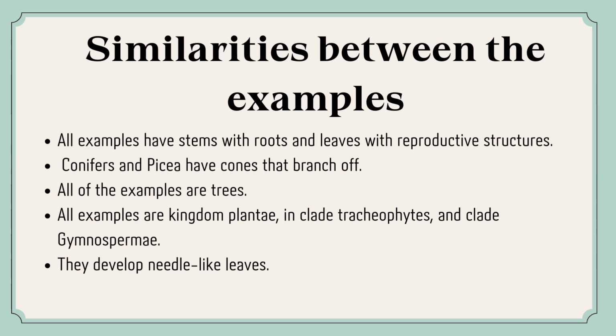The similarities between these examples include that they all have stems with roots and leaves with reproductive structures. Conifers and picea have cones that branch off. All of them are trees. All examples are kingdom Plantae, clade tracheophytes, and clade gymnospermae. They develop needle-like leaves as well.